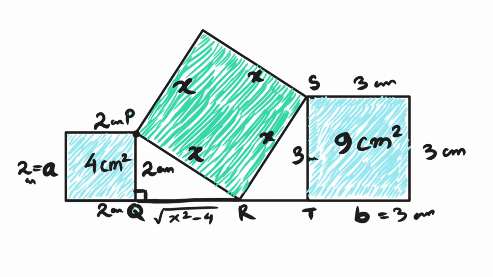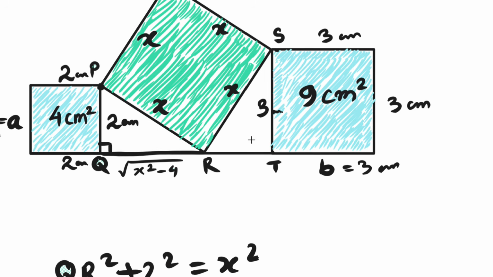Now let's move to the second right triangle, located on the other side of the green square. Once again, one side of this triangle is a side of the green square.